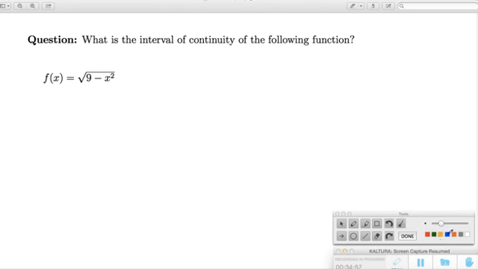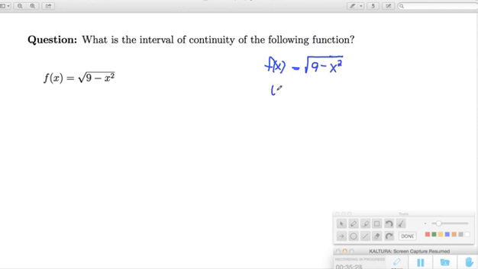The next problem is asking us a quick question. It wants to know what is the interval of continuity of the following function. So notice that some functions could be continuous just on a particular interval, even if it's not continuous everywhere. Well, the first thing we got to do, that might not be a common function that you're aware of. Let's make sure we can graph this function. We've got f of x equals square root of 9 minus x squared.